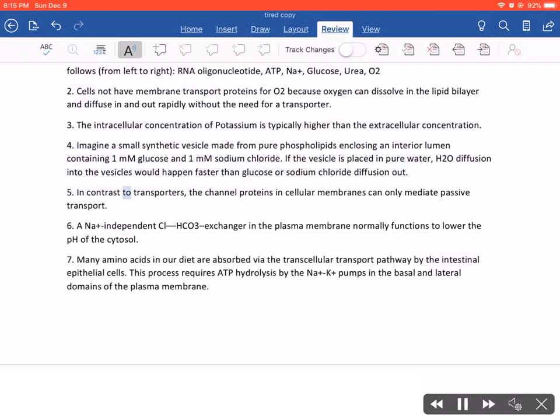5. In contrast to transporters, the channel proteins in cellular membranes can only mediate passive transport. 6. A Na+-independent Cl-/HCO3- exchanger in the plasma membrane normally functions to lower the pH of the cytosol. 7. Many amino acids in our diet are absorbed via the transcellular transport pathway by the intestinal epithelial cells. This process requires ATP hydrolysis by the Na+-K+ pumps in the basal and lateral domains of the plasma membrane.